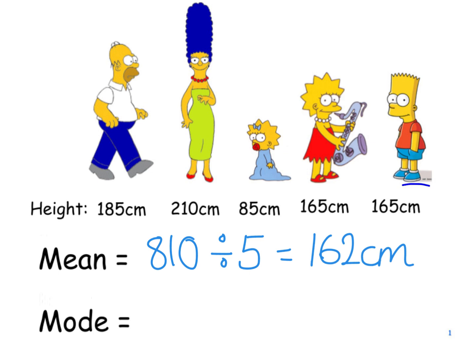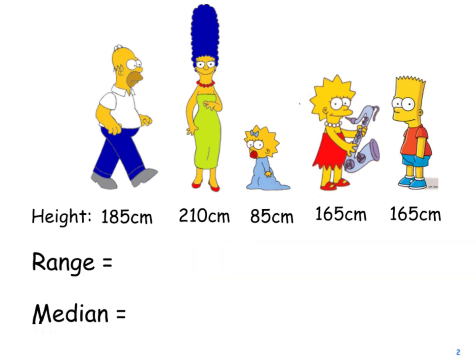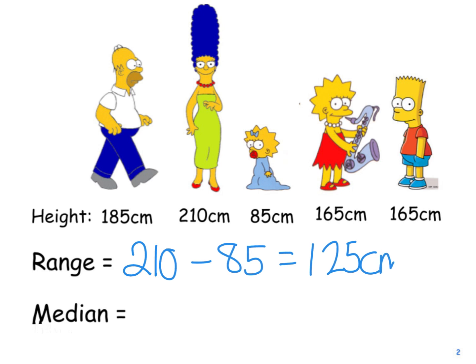The mode is the one that appears the most. You'll notice Bart and Lisa are the same. So the mode or the modal height is 165 centimetres. Let's look at the other bit. We're going to do the range. So range is highest, take away lowest. So the highest value was Marge, which was 210. Take away the lowest, which was Maggie, which was 85, leaving us a difference of 125 centimetres. So the range in height was 125 centimetres.